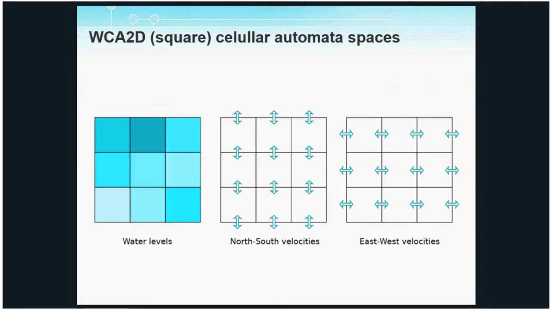As I mentioned, these cellular automata, they work on spaces or grids. And for the WCA2D, there are three spaces. One is for the water levels and two for the velocities, one for the direction north-south, and then another one for the direction east-west.